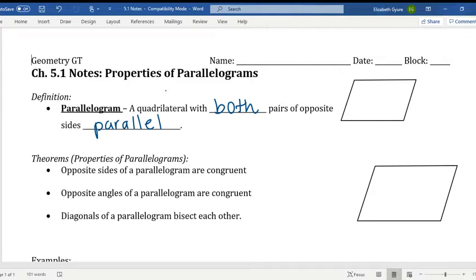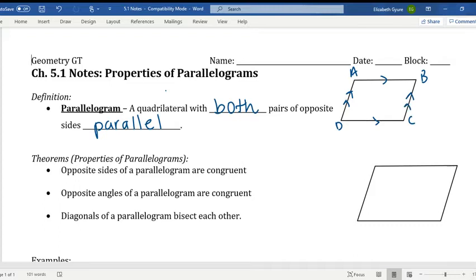A quadrilateral means 4 sides. So this picture on the right here is a parallelogram. Let's say I named the vertices A, B, C, and D. In order for this to be a parallelogram, it says both pairs of opposite sides are parallel. So that means AB is parallel to DC and AD is parallel to BC.